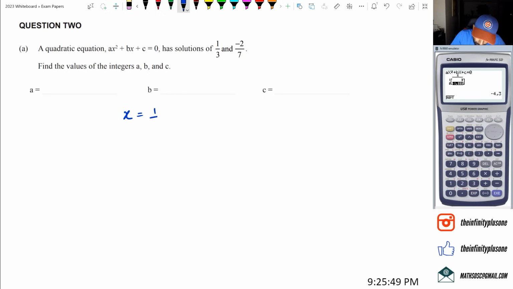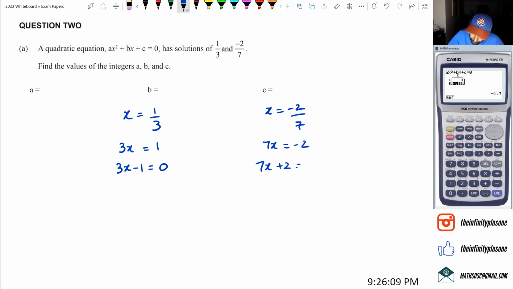So you've got x equals 1 over 3 as one solution, and my second solution is x equals negative 2 over 7. What I'm going to do is bring the 3 across and make this 3x equal to 1, and then 3x minus 1 is equal to 0. Step 2, on the other side, I've got 7x equal to minus 2, and then 7x plus 2 equals 0. So I've worked backwards and come up to my 2 factors, which happen to be 3x minus 1 and 7x plus 2.